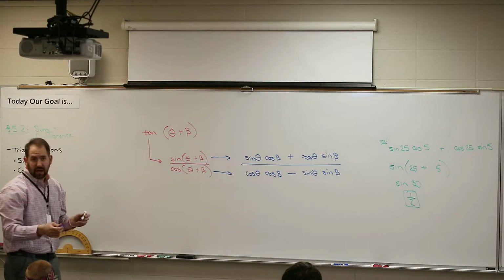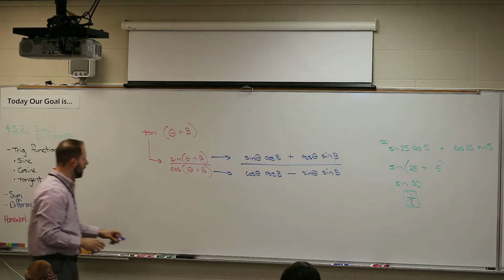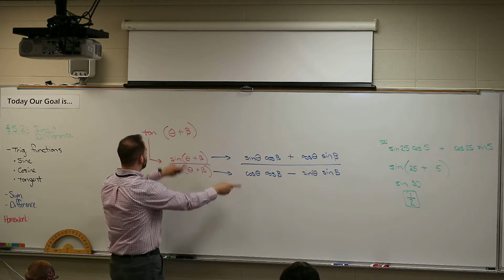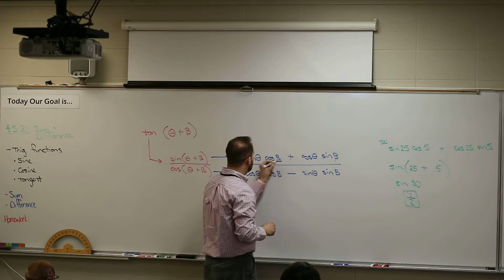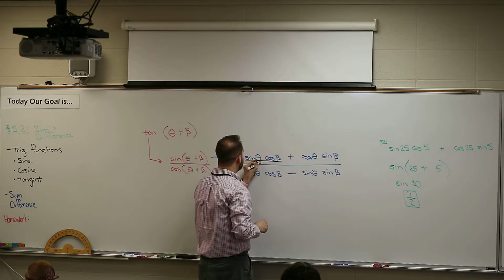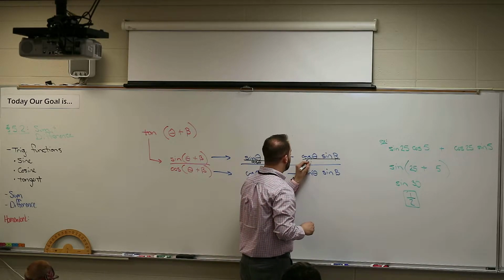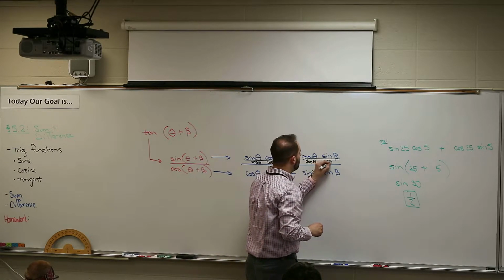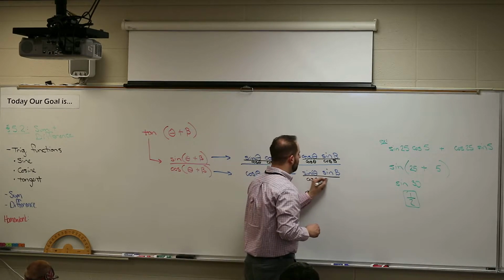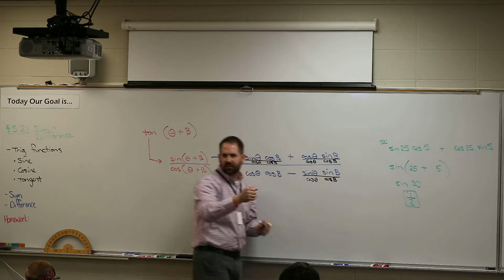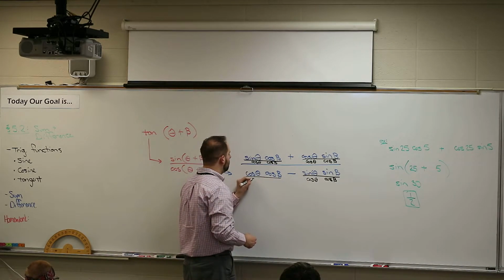Okay, so that's the setup. Now, this is where it gets a little messy, but there is a purpose for what I'm going to do here. How they developed this formula is they divided everything by cosine theta, cosine beta. They divided everything by that. Now, I know that seems a little goofy. Like, why would you ever choose to do that? You'll see. Everything will start simplifying, and it will make a lot of sense why they chose to do that.